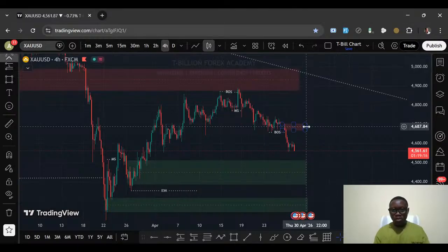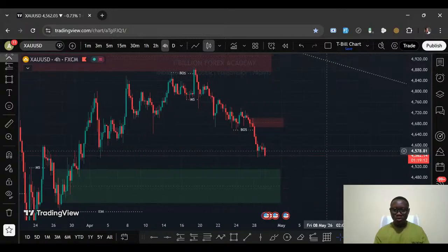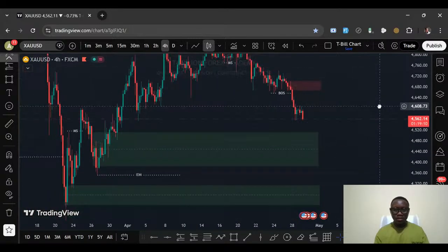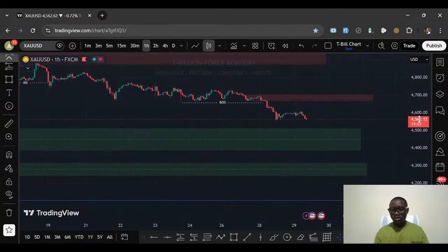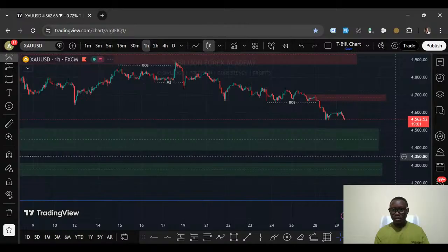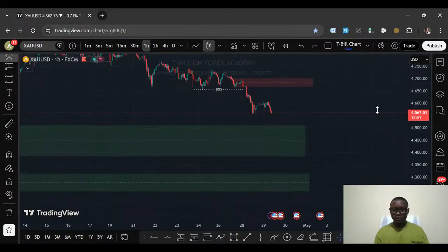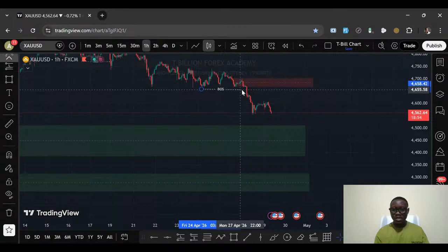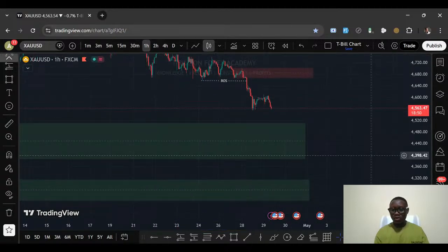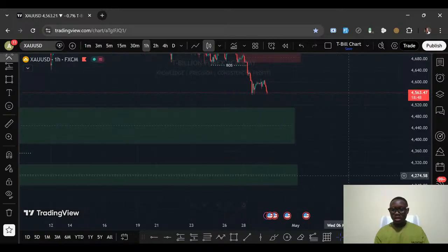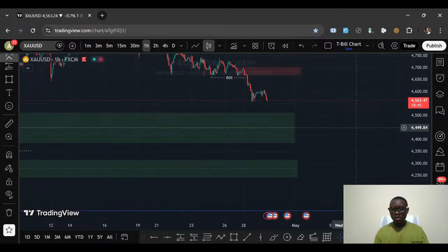So we've marked our 4H POI, which is this right here. Now, what we want to do next basically is to drill down to the 1H time frame and wait patiently for price to give us our reversal pattern at our POIs. It's as simple as that. Don't complicate it.